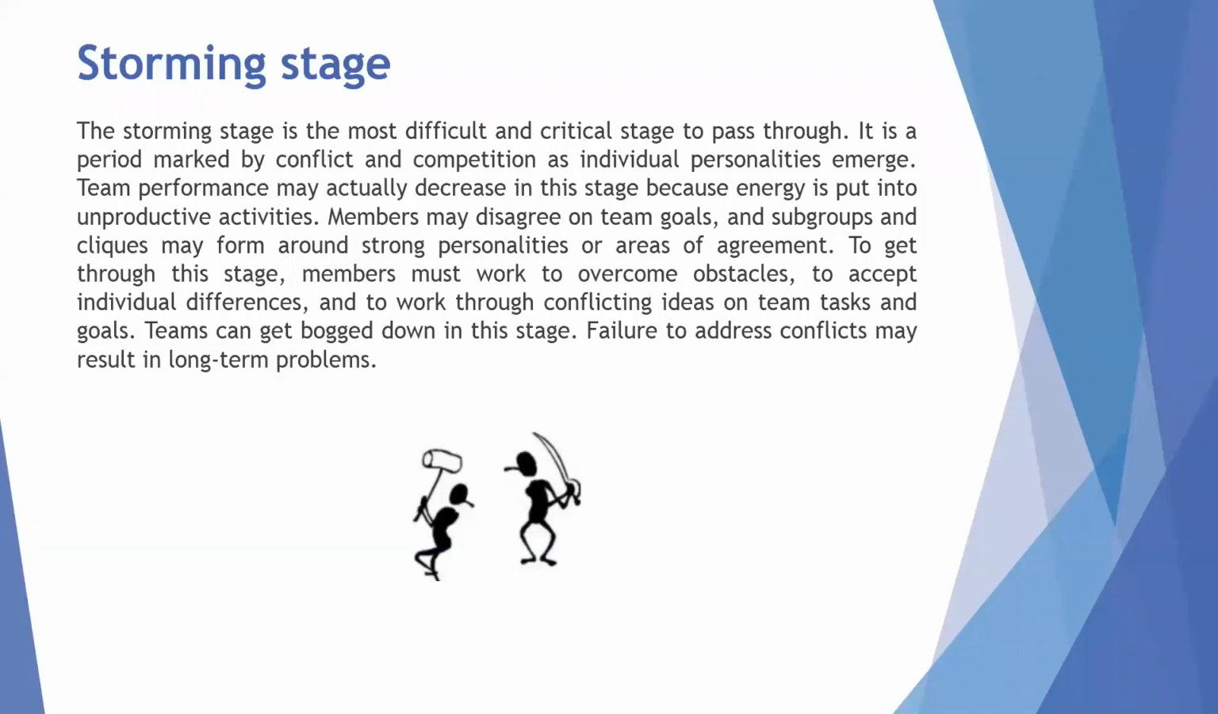Due to that differentiation, some competition or conflict may occur in a team or group. So team performance may actually decrease in this stage because energy is put into unproductive activities. What are the unproductive activities? Judging other people: she won't perform, he won't do it, I will do better, he doesn't know, his opinion is wrong. Because you are not familiar with each other, getting to know and getting along with others takes some time. Members may disagree on team goals, and subgroups or cliques may form around strong personalities. To get through this stage, members must work to overcome obstacles, to accept individual differences, and to work through conflicting ideas on teams and goals. Teams can be bogged down at this stage. Failure to address conflicts may result in long-term problems.